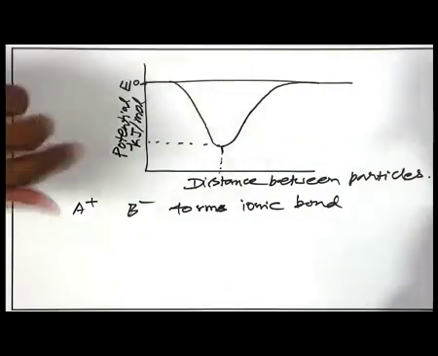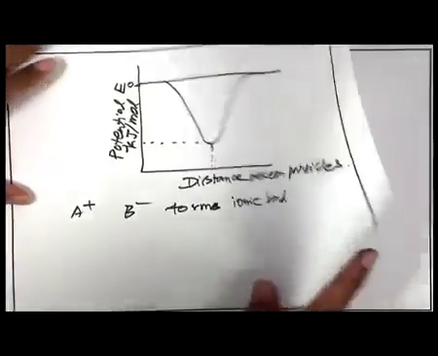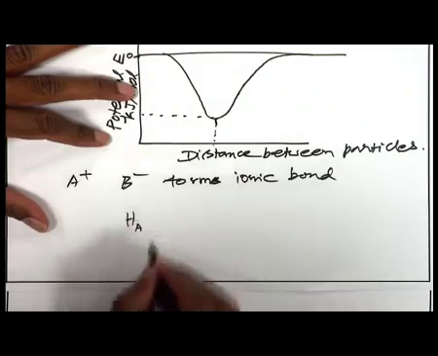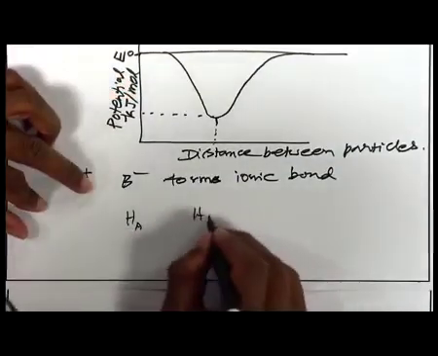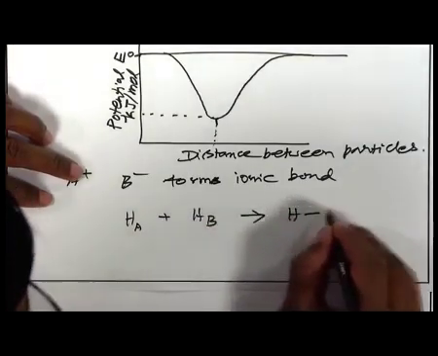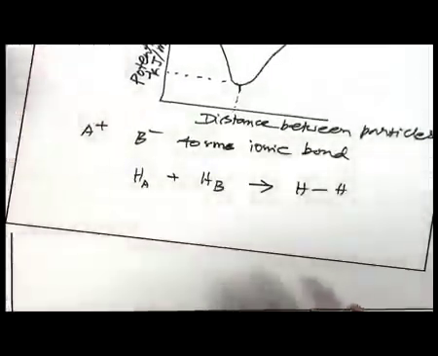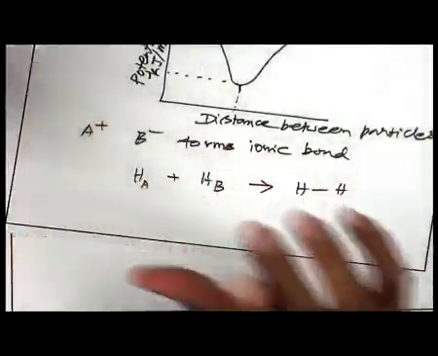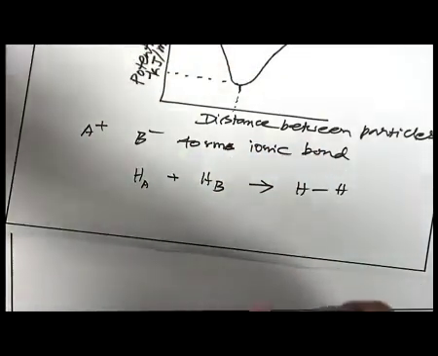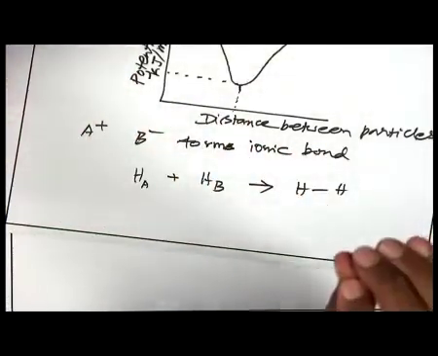Okay. What about bonding between two neutral atoms? For example, hydrogen atom A and hydrogen atom B, and then they form a hydrogen molecule. How do you explain that? The bonding between two hydrogen atoms, which are neutral, by this model. One can also explain the bonding between the two neutral hydrogen atoms by this model.